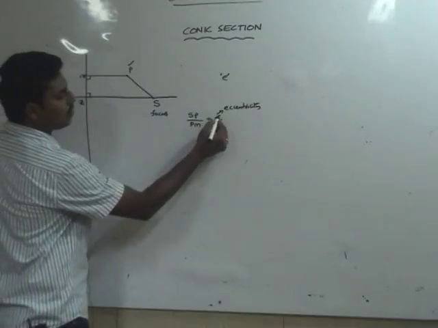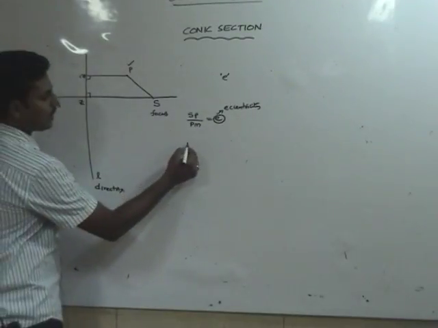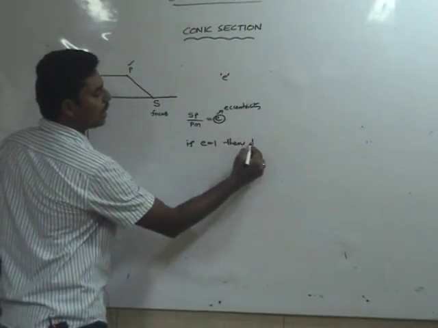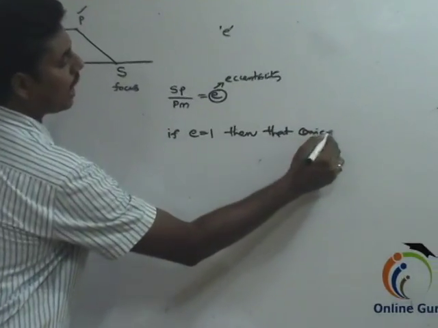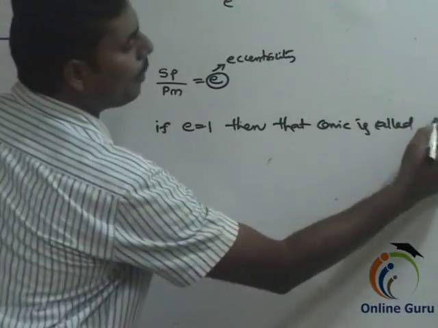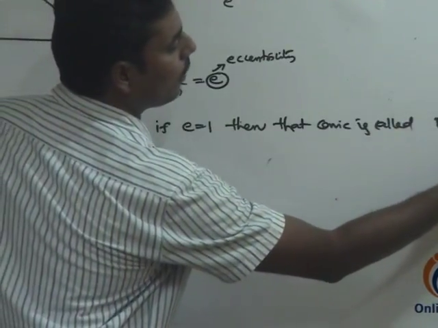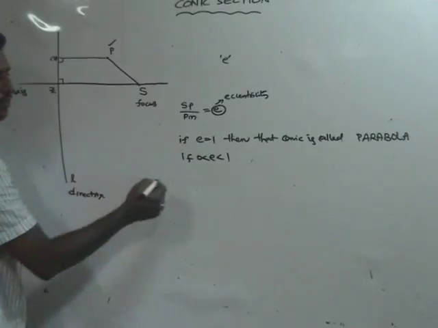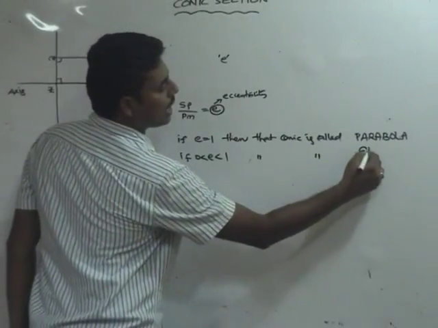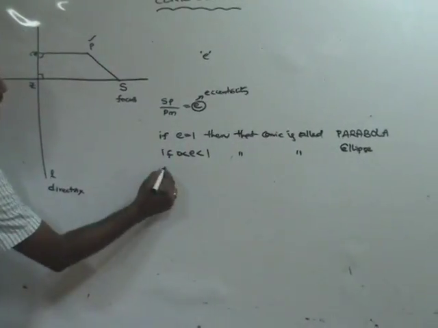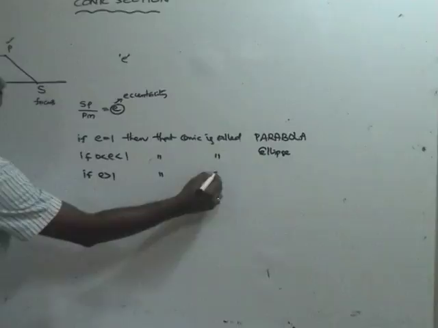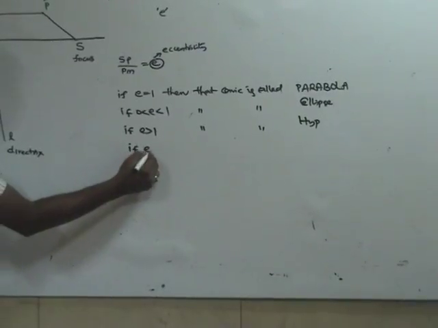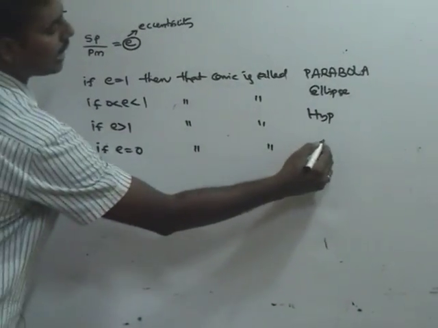Now here in this definition, e is called eccentricity. If the eccentricity value is always 1, then that conic is called a parabola. Next, if the eccentricity value lies between 0 and 1, then that conic is called an ellipse. And if the eccentricity is more than 1, then that conic is called a hyperbola. And if the eccentricity value is equal to 0, then that conic is called a circle.